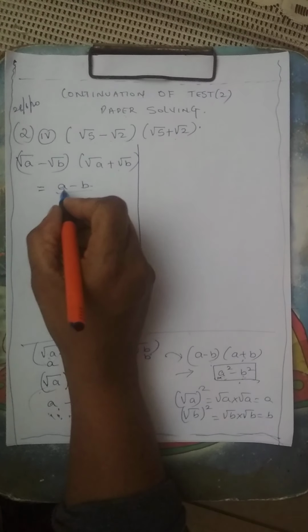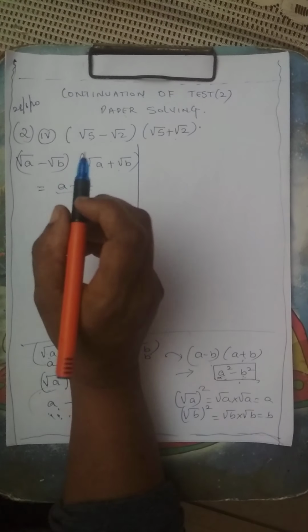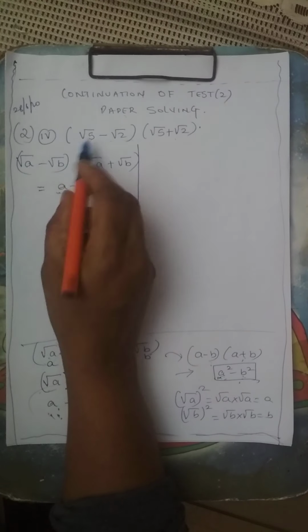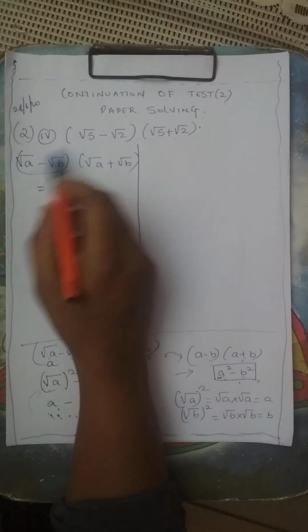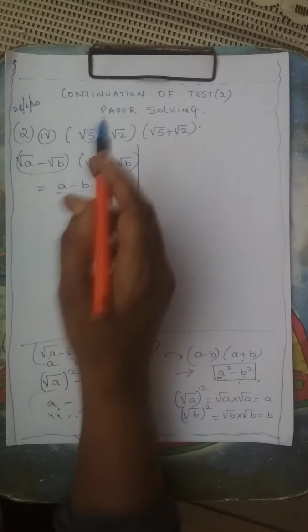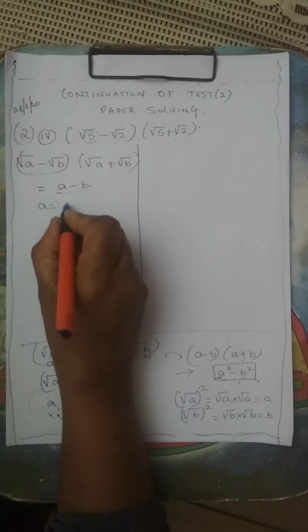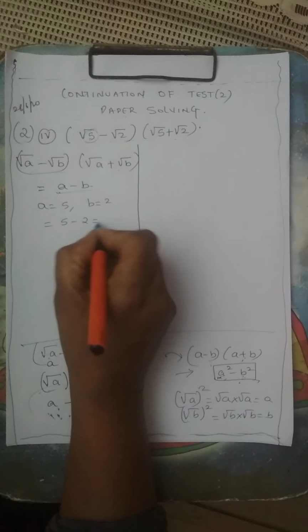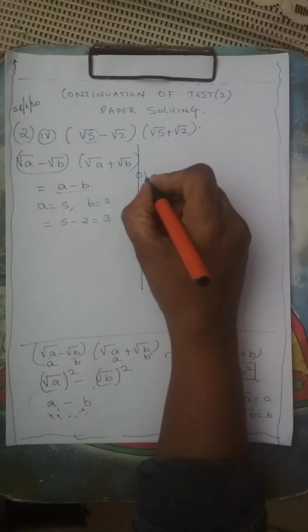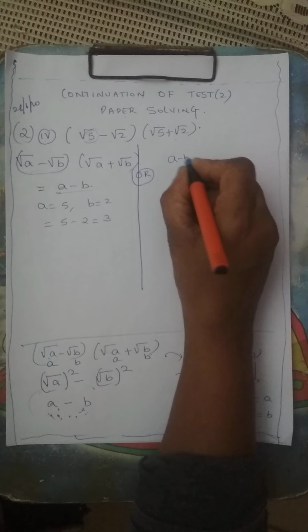See. Now, who's your A? Your A is 5, because now we are using the formula root A minus root B. So who's your A? A is 5. Who's your B? B is 2. So what's the answer? 5 minus 2.